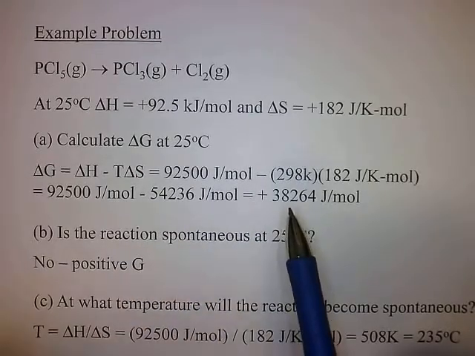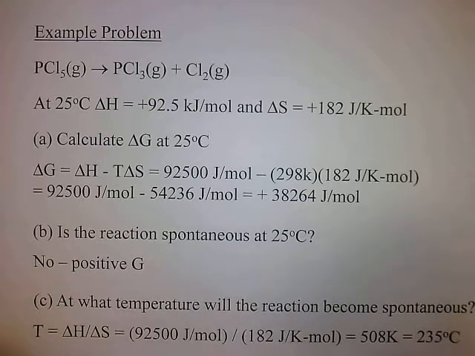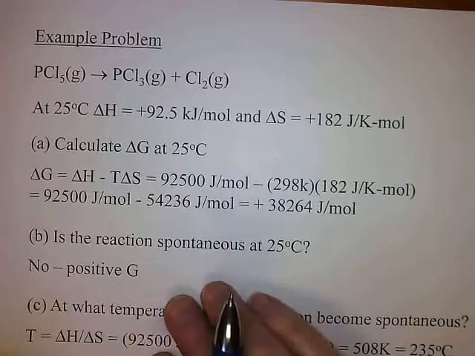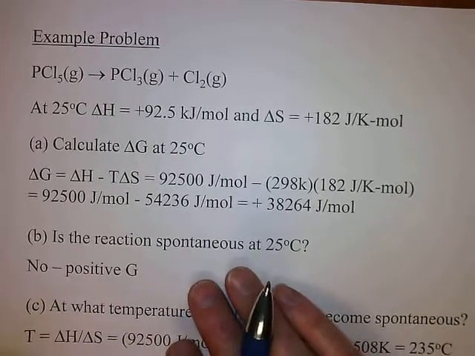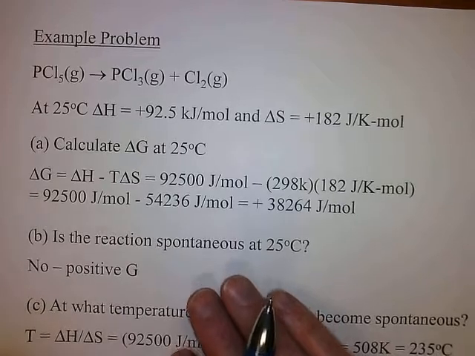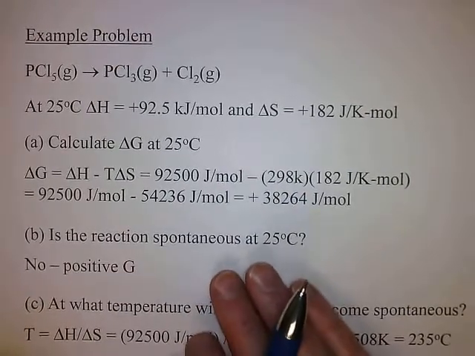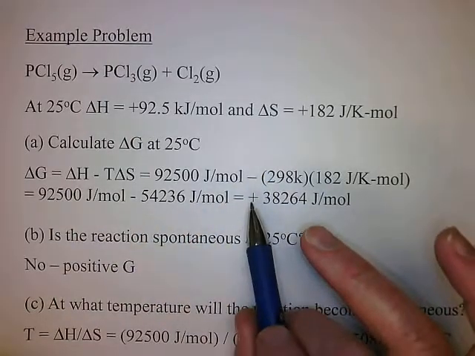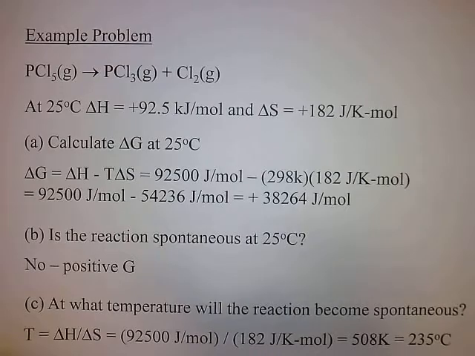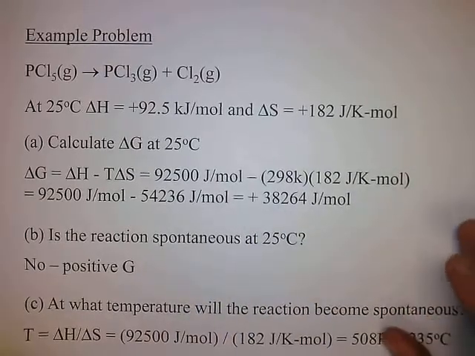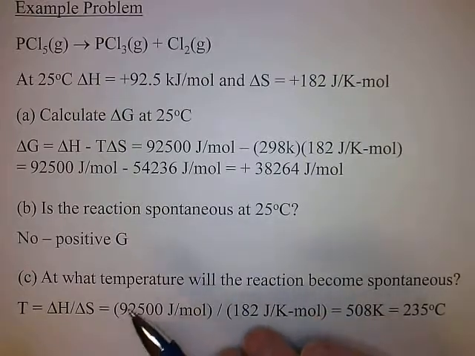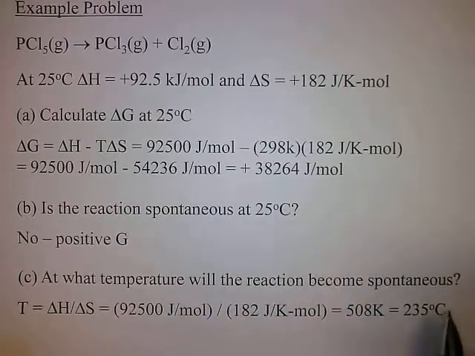That comes out to be positive 38,246 joules per mole. So is this reaction spontaneous at 25 Celsius? And of course the answer should be no. And why is that? Because delta G is positive. For the reaction to be spontaneous, delta G has to be negative.